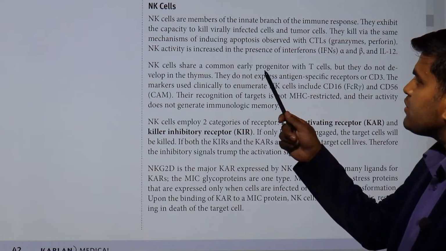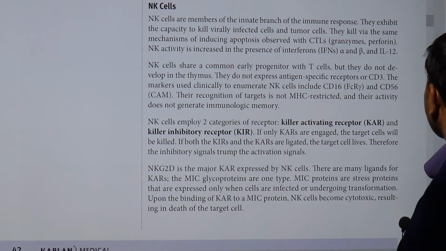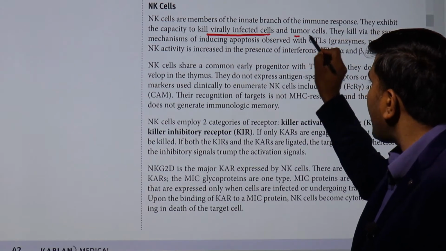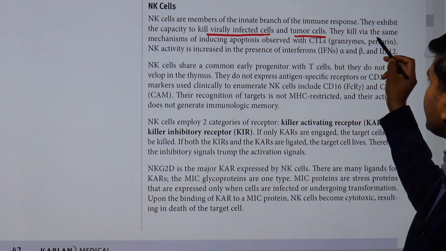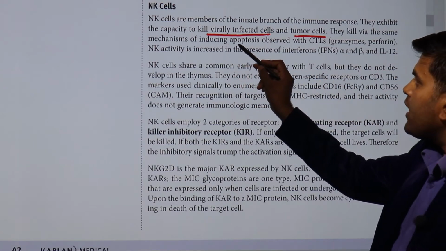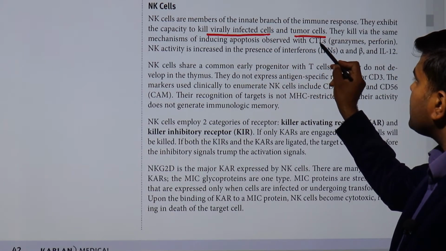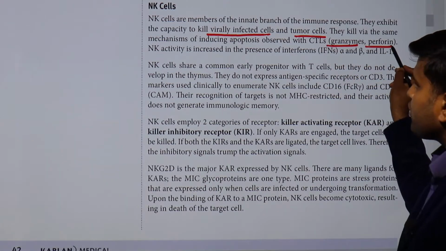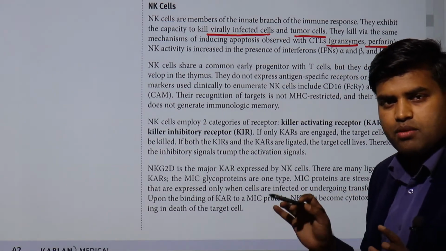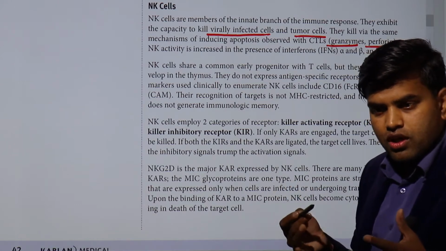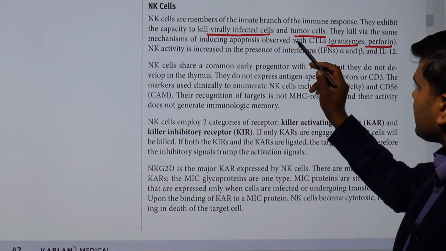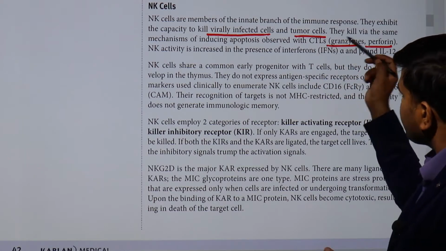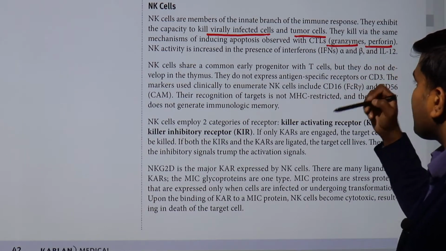They exhibit the capacity to kill virus-infected cells and tumor cells. You have to understand that NK cells can kill virus-infected cells and tumor cells. How can they kill? They kill via the same mechanism of inducing apoptosis observed with cytotoxic T cells, that is granzymes and perforin.